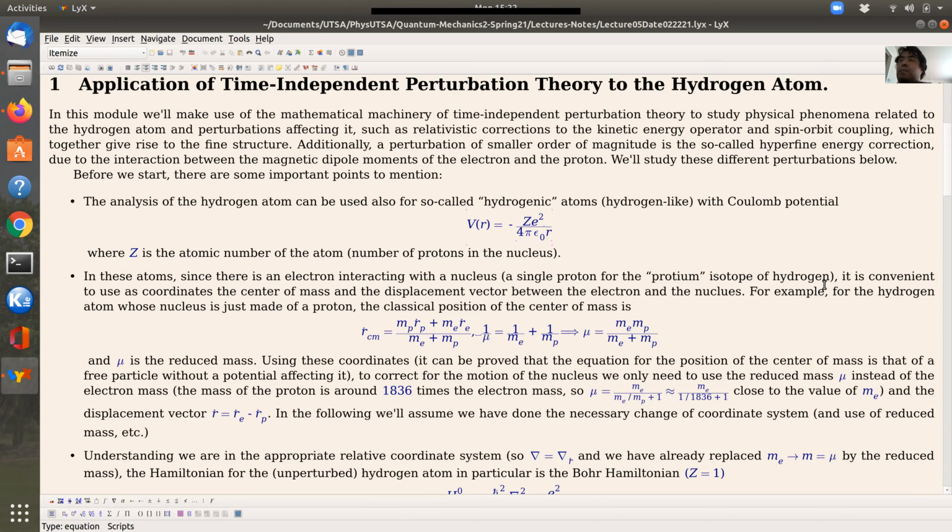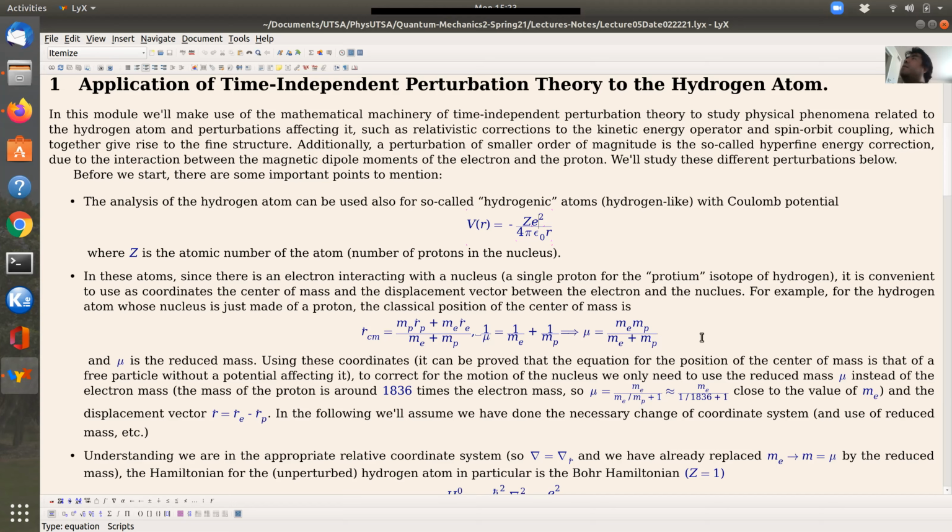The position of the center of mass is given by this weighted formula relating the masses and the positions. Then there is another concept, the so-called reduced mass, whose inverse is obtained by the sum of the inverses of the masses. And this gives the following formula for the reduced mass in this context.